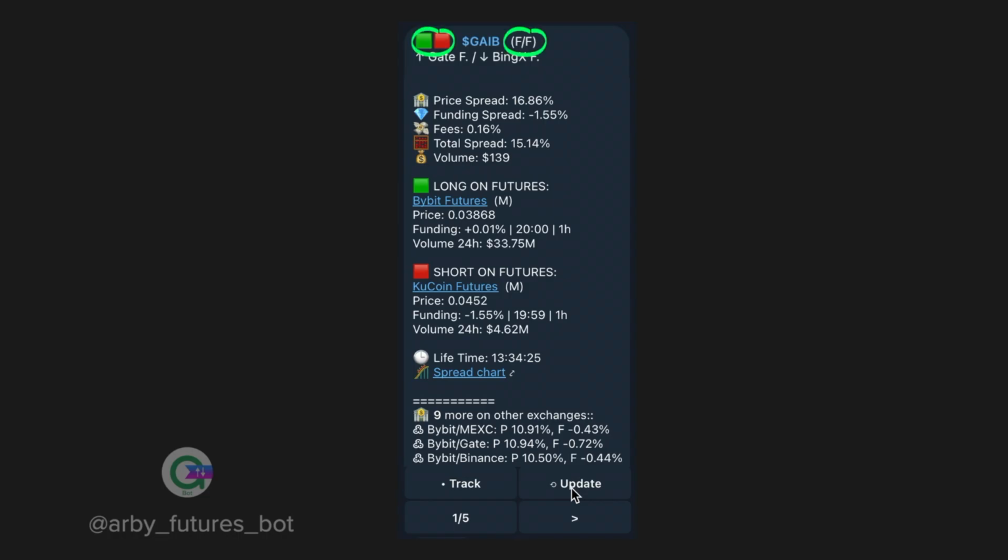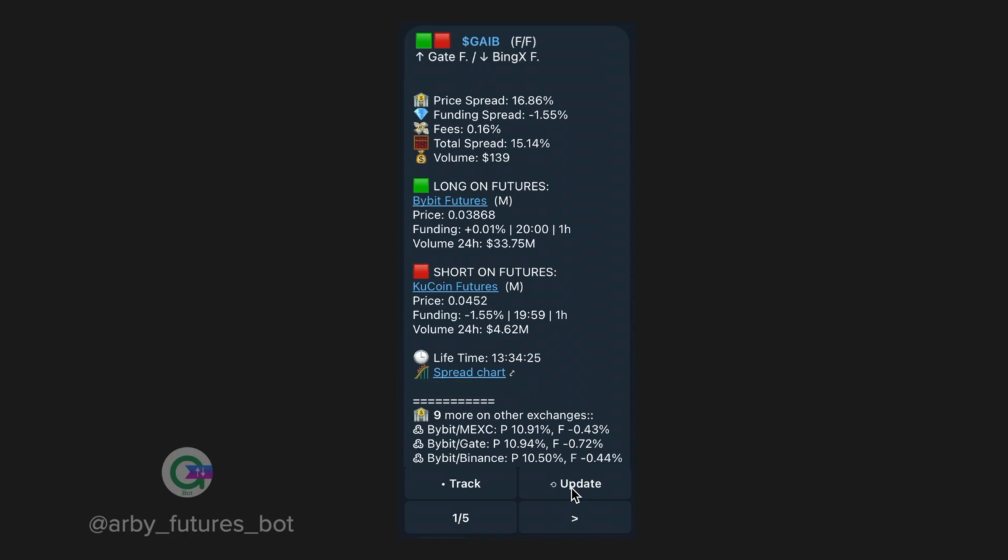Coin. Type of signals. Each type of signals has its own letter and visual marker. Then spreads, commissions, volume, links to go to the exchanges. Then funding, the rate itself, payment time in your time zone, and payment period. Daily trading volume, lifetime, and a link to the spread chart on TradingView.